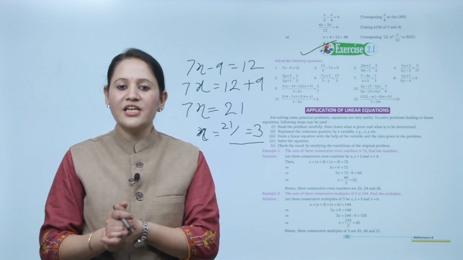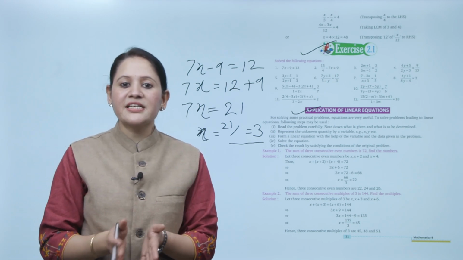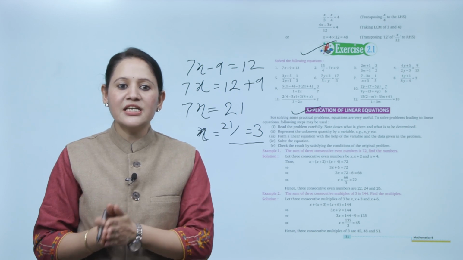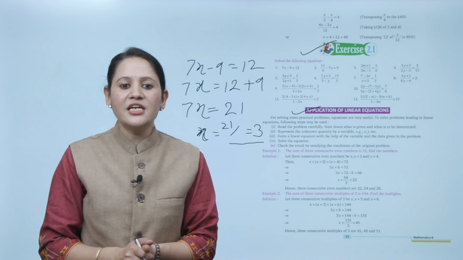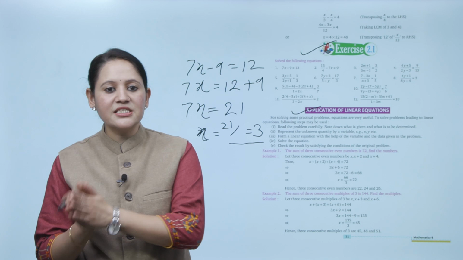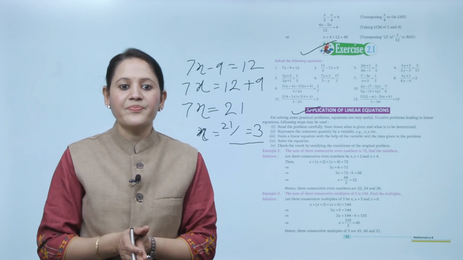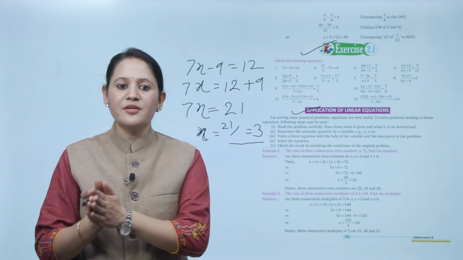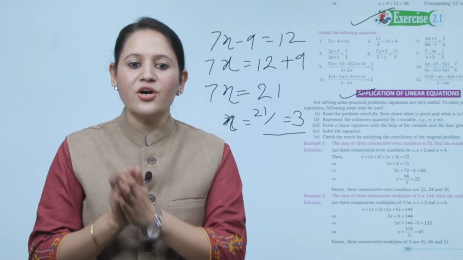Next is application of linear equation. For solving some practical problems, equations are very useful. To solve problems leading to linear equation, the following steps may be used. Step 1. Read the problem carefully. Note down what is given and what is to be determined. Represent the unknown quantity by a variable, for example x, y, etc. Form the linear equation with the help of the variable and the data given in the problem. Solve the equation. Check the result by satisfying the condition of the original problem.